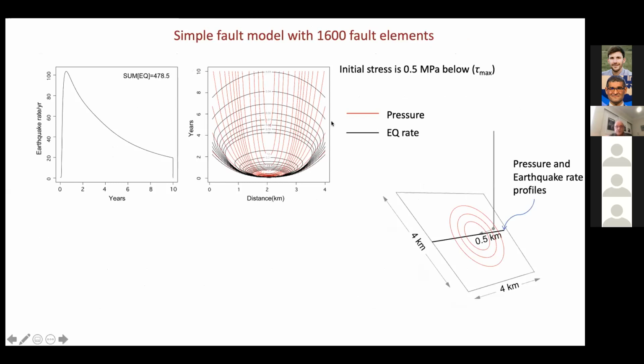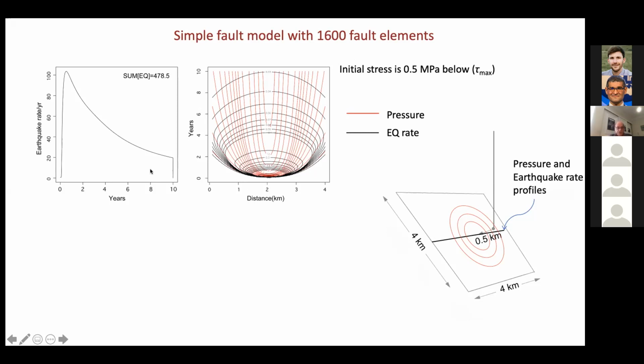So here's a very simple model. It's got a fault. So this is a fault surface here. We assume the injection is at some point, in this case, half a kilometer from the fault surface. And it is inducing fluid pressure changes on this fault surface, which are just represented schematically here.